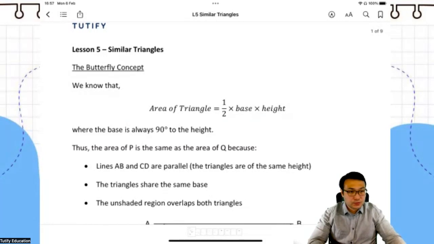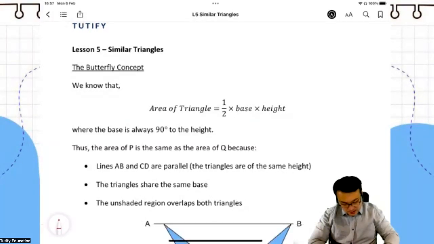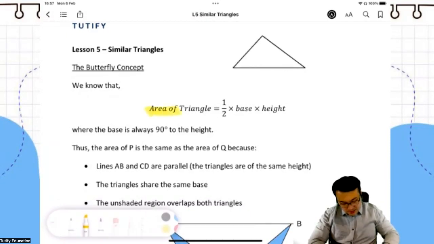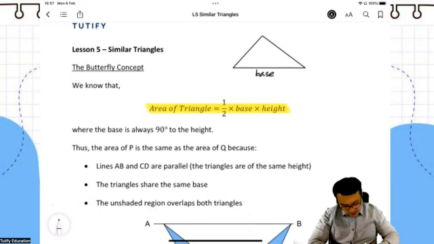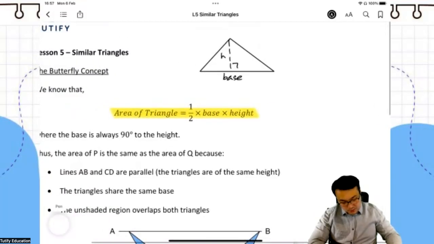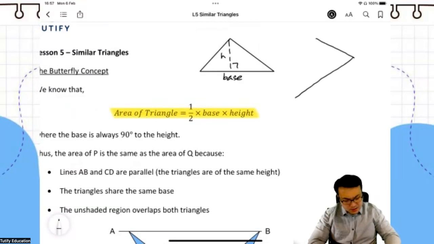I just want to remind you, before we start, okay, the area of a triangle is found using the formula half times base times height, right? So usually the base is at the bottom and the height is 90 degrees to the base. However, please take note, the base does not always have to be at the bottom. If I want to call this the base, I can, as long as I draw a line which is 90 degrees to the base, I can just call this the height.